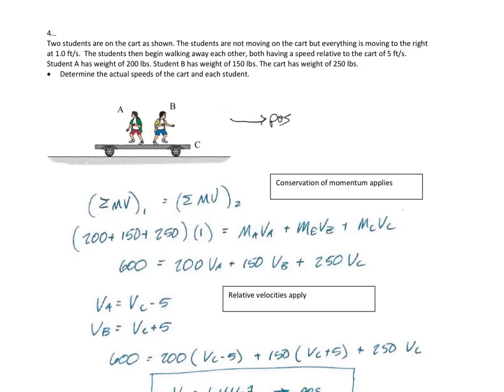So I got some beginning momentum. That's going to be the ending momentum as well. Got three equations, or three unknowns in this one, so therefore I need to have two more equations. So we'll use the relative equations for that.